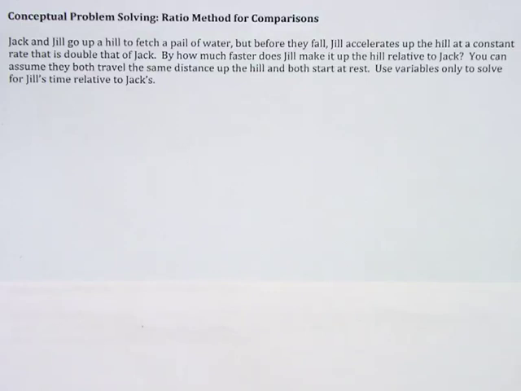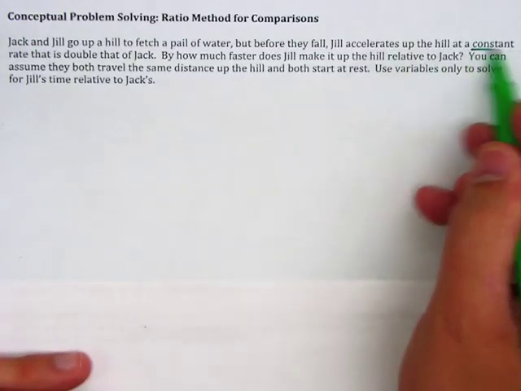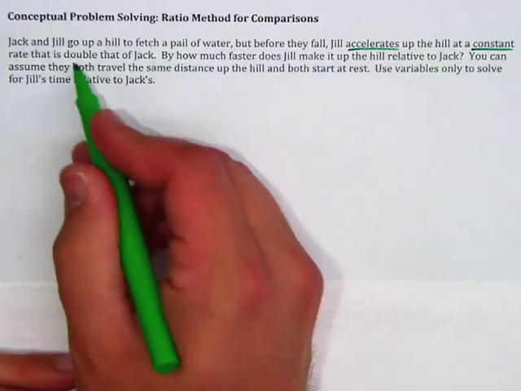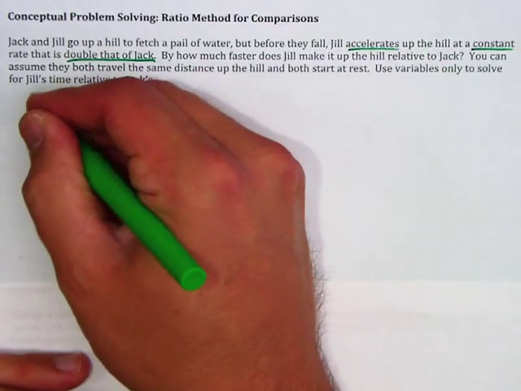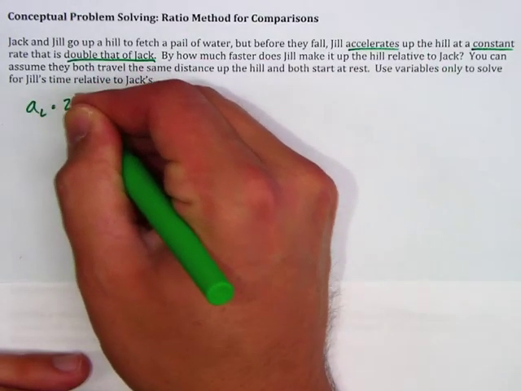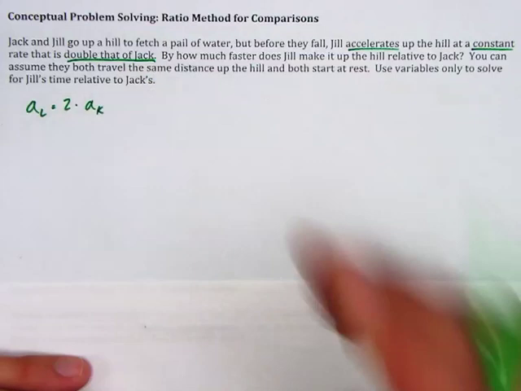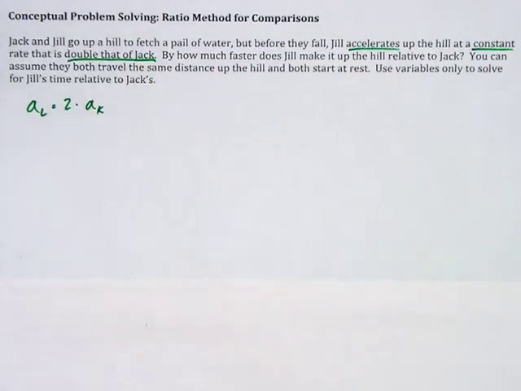Jack and Jill go up a hill to fetch a pail of water. But before they fall, unlike the fairy tale, Jill accelerates up the hill at a constant rate that is double that of Jack. So the first bit of information is we know it's constant acceleration, and the acceleration of Jill is double the acceleration of Jack. So by how much faster does Jill make it up the hill relative to Jack?